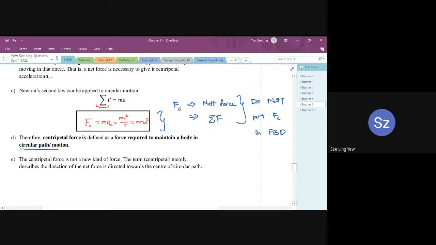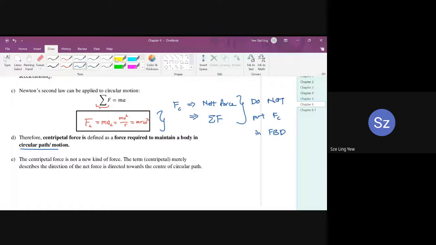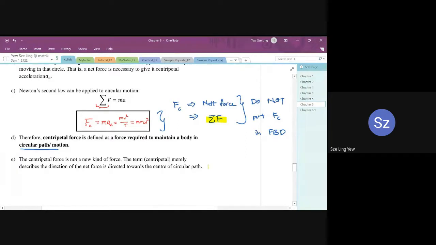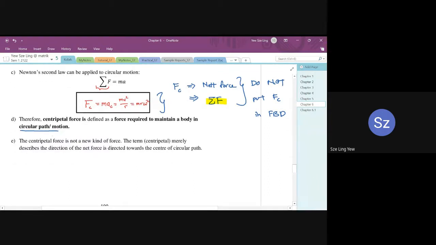This is a very common mistake in the exam, where students treat Fc as one of the basic forces, which is wrong. Fc actually represents net force. It represents summation of F. Just that in chapter 4, we call it summation of F, and in chapter 6, we call it Fc. But they both mean the same thing, which is total force. So the centripetal force is not a new kind of force. The term merely describes that the net force is directed towards the center.